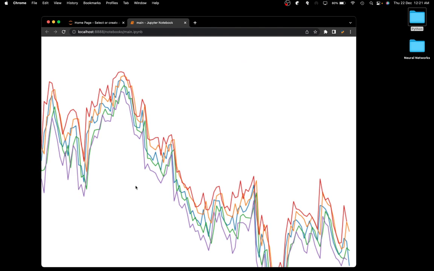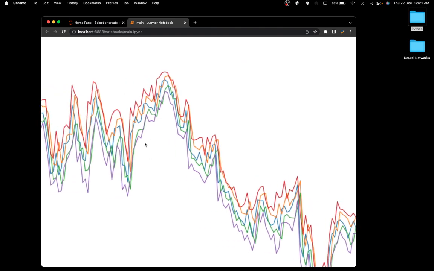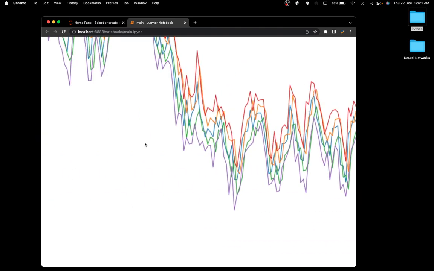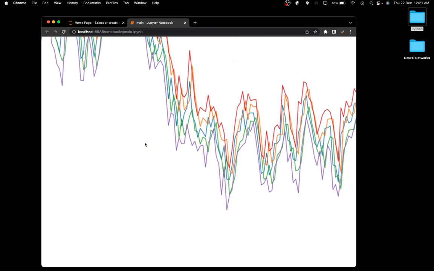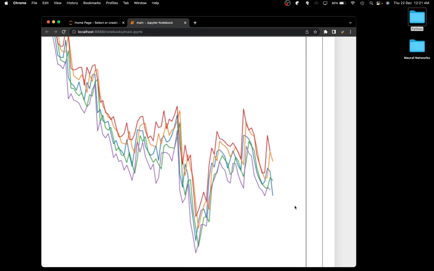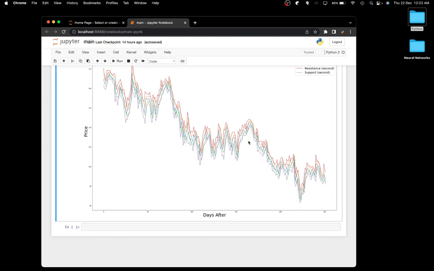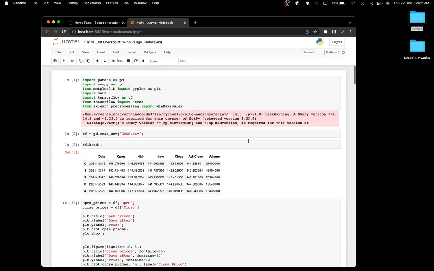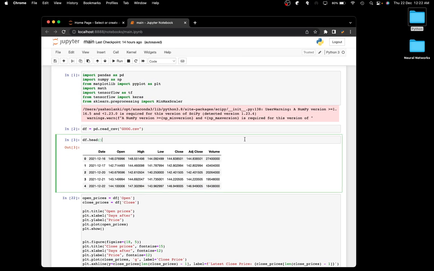Then we have the red and the purple lines, which are the second resistance and support. There are barely any instances in this entire case where we have a cross over the second resistance and support. However, recent Google prices have crossed the second support, which isn't a great thing. Like seriously, that's not a good thing. Things are looking bleak for the Google stock price, at least in recent times. Again, this isn't investing advice.